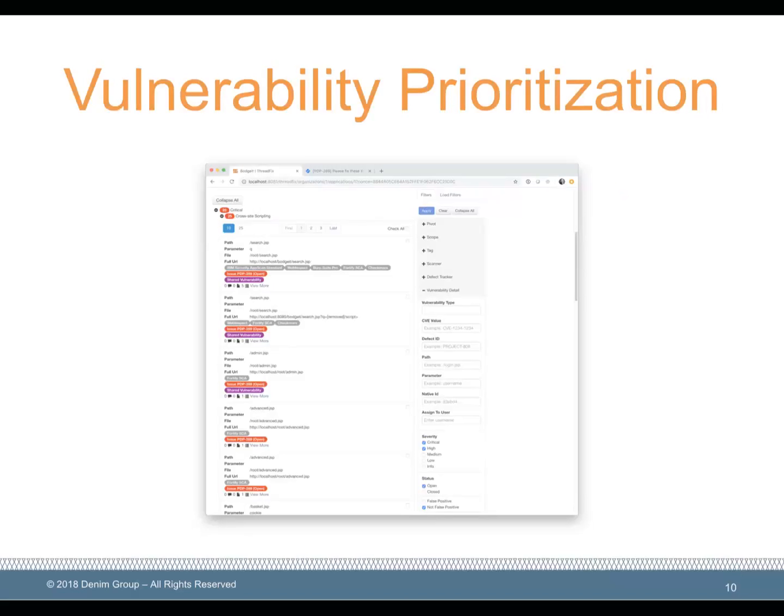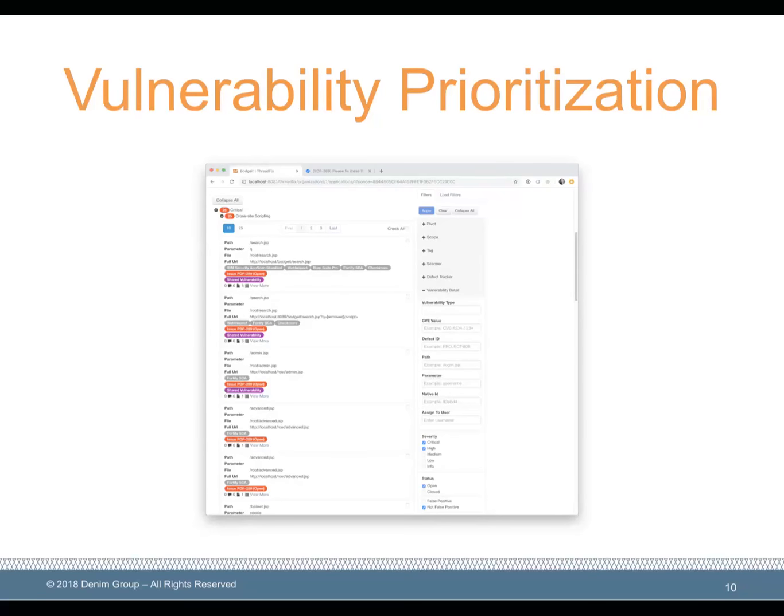The sad state of affairs is there are going to be vulnerabilities that you identify in your software that you're never going to get fixed. And so ThreadFix helps you prioritize these vulnerabilities, so you can identify the subset that you're going to address with the limited resources you have for remediation.